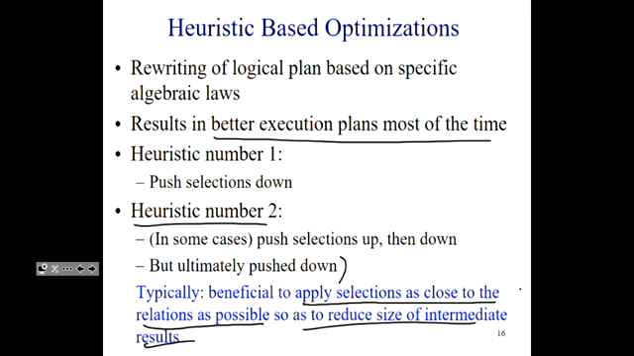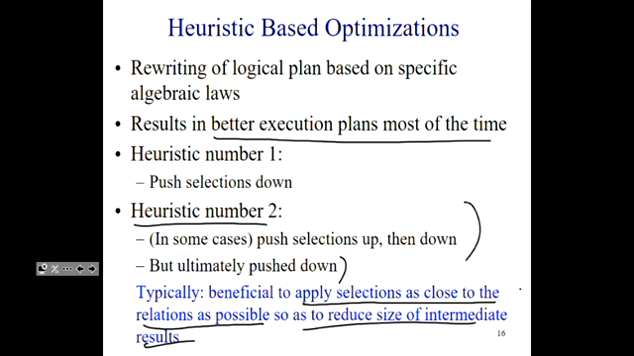Therefore, since selection conditions are so great at pruning away your data, you don't want to wait until you apply them at the very end. You want to have them applied as close to the relations as possible. You want to throw away as much as you can as early as possible. Okay, so that's the reason behind why I want to push selections down.